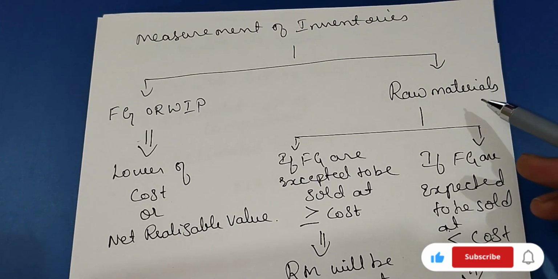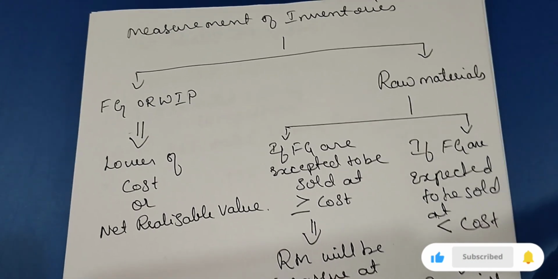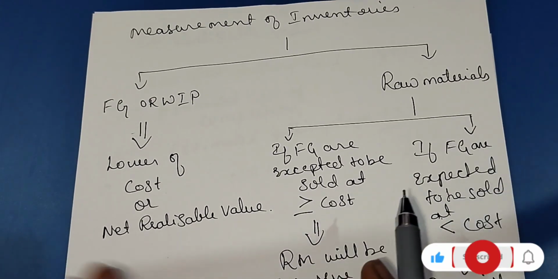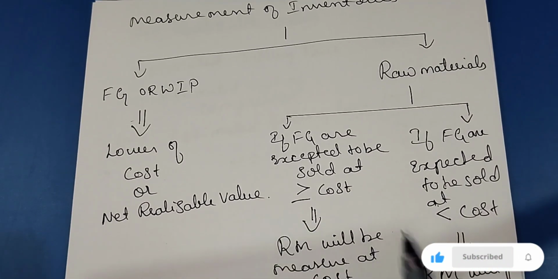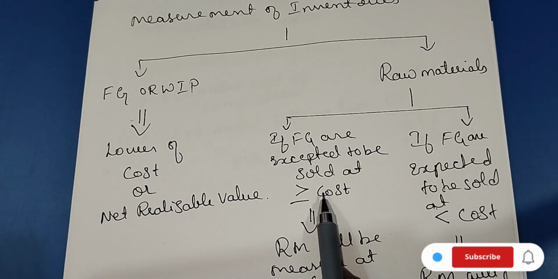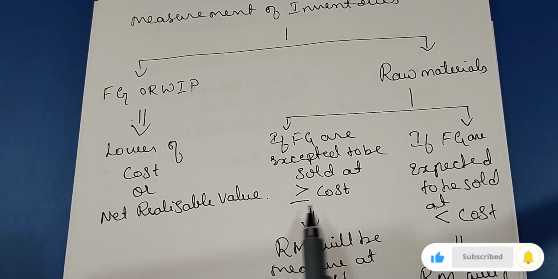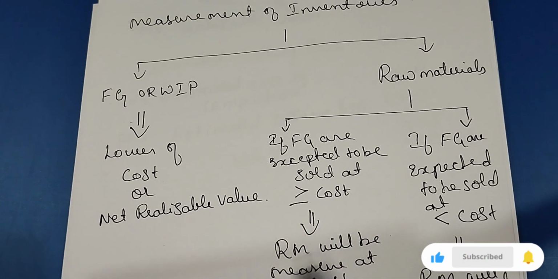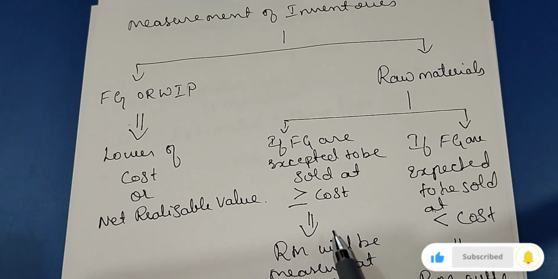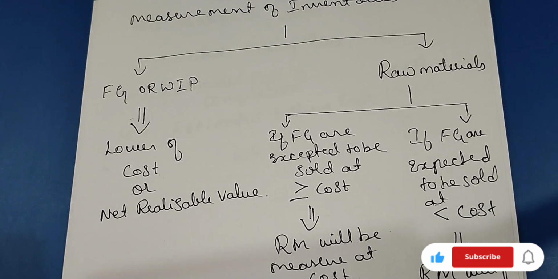Okay, when it comes to our raw materials, here I'm valuing or measuring in two different ways. One, if I'm expecting to sell my finished goods at more than or equal to the cost, that is, now I have spent 20 rupees, that is my actual cost which I have incurred. Either I am selling it for 20 rupees only or more than 20 rupees, like 21 or 22. Then I will consider the raw material to be measured at cost.